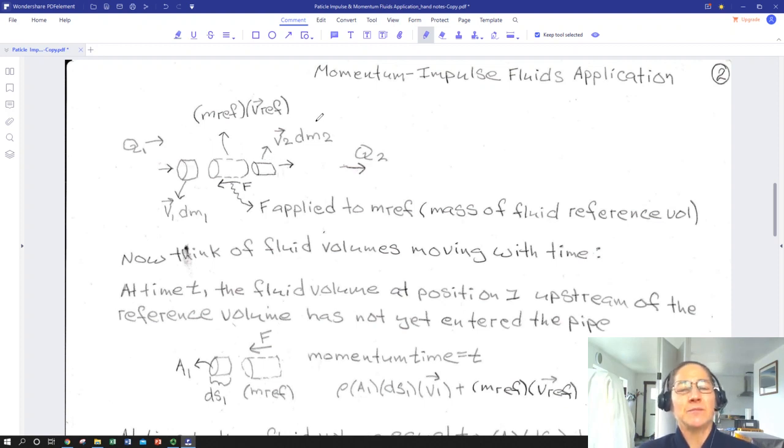And then we have a dm2 exiting at v2, and between those we have this reference volume of fluid that can be acted on by the forces on the pipe. It's got some mass, we'll call it mass of the reference volume, and it's got some velocity. We don't know what it is, we'll just call it V reference. But it's only this reference volume that is subject to the forces, so impulse can be applied to the reference volume, nothing else. So we're set up to think in terms of impulse momentum.